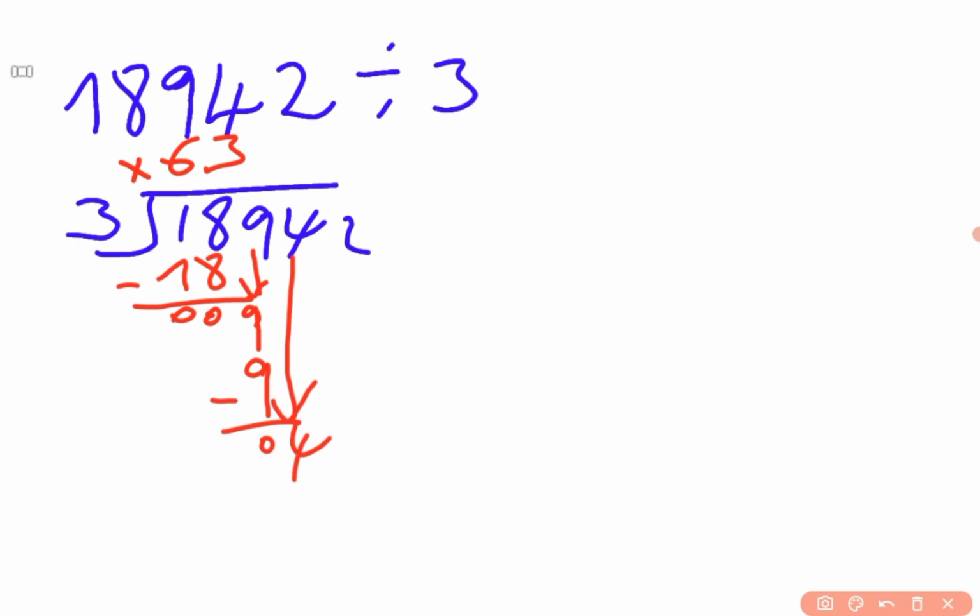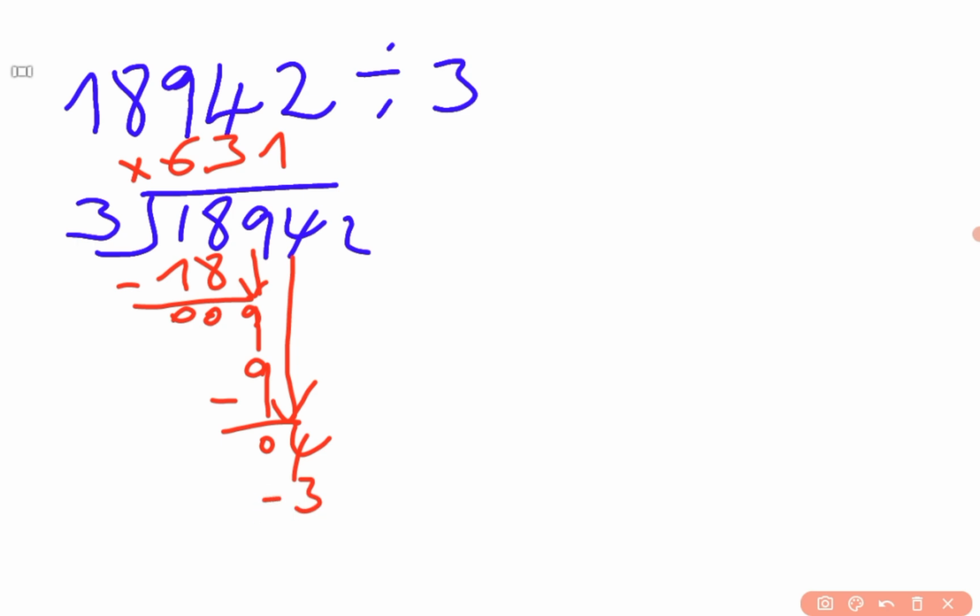Now when 4 comes down, you have 4 divided by 3. 4 divided by 3 is 1, remainder 1. So 4 divided by 3 is 1. Remember, when you are doing long division, we forget about the remainder. Okay, now 4 divided by 3 is 1, and 1 times 3 is what?